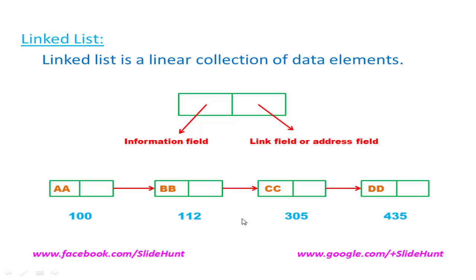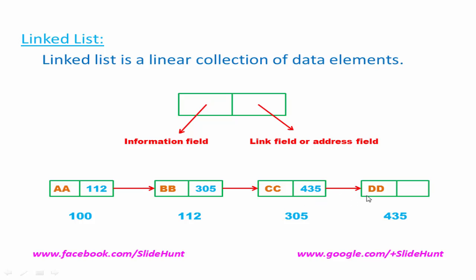Each node is divided into two parts. The left part contains some information and the right part will hold the address of the next node. The first node will contain the address of the second node. The address of the second node is 112, so this part will contain 112. Similarly, the second node will contain the address of the third node, that is 305. The third node contains the address of the fourth node, that is 435.